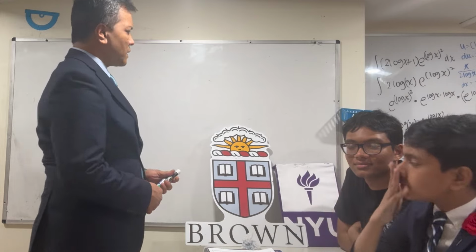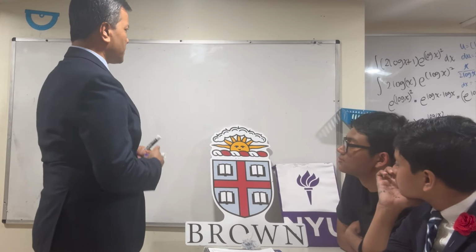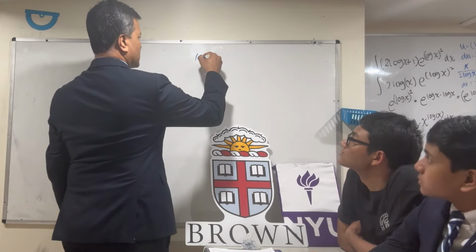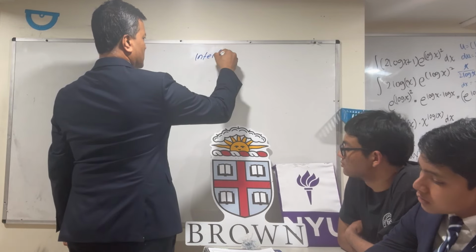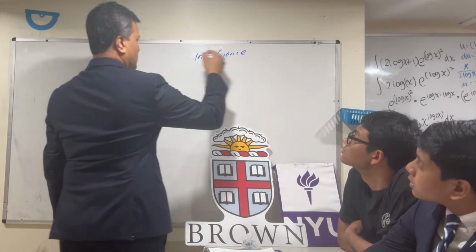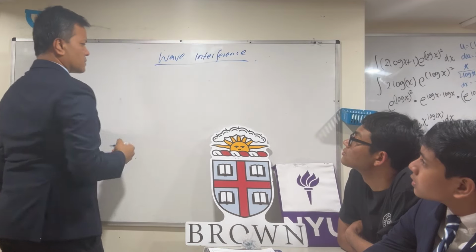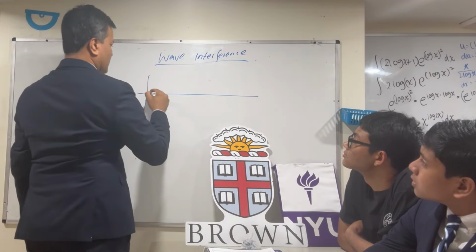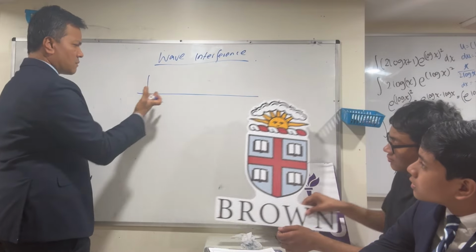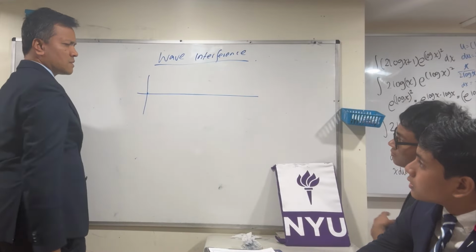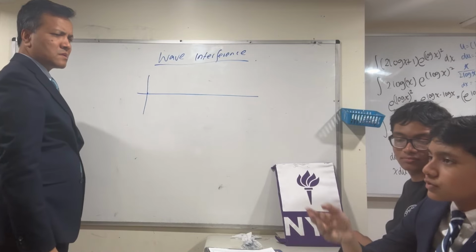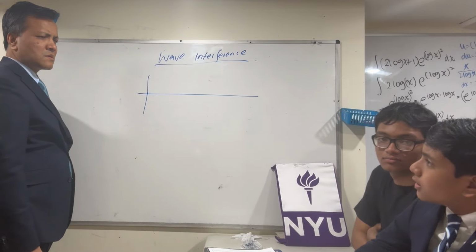Okay, so today our topic is interference. You can also call it wave interference, when two waves meet. So let's say, can you describe this one? Yes. It's almost like adding two sine waves together.